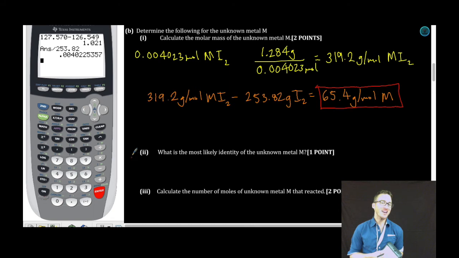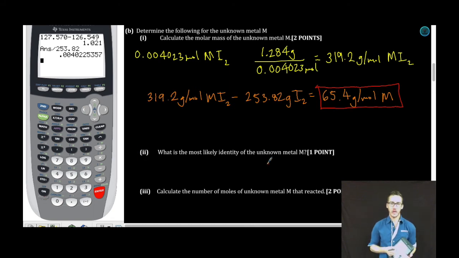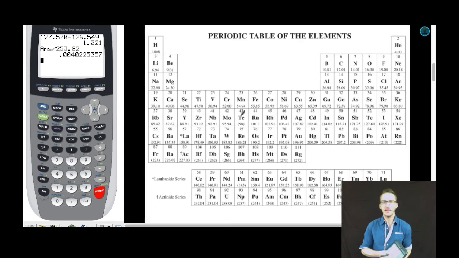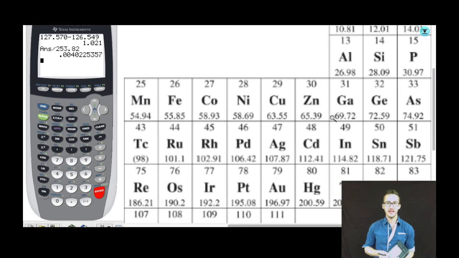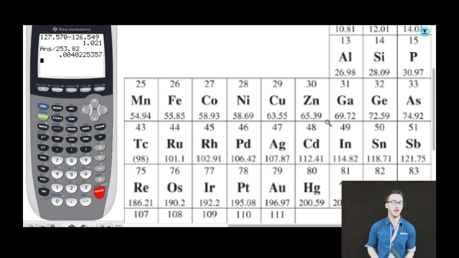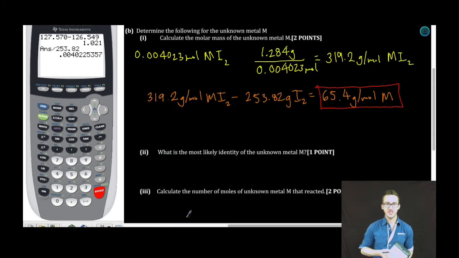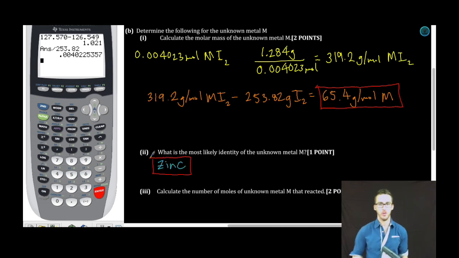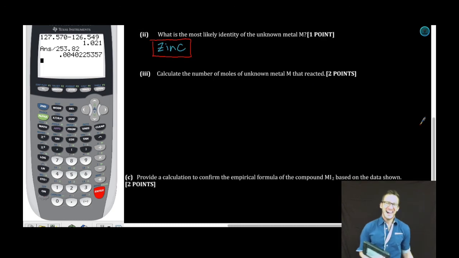Whew. Subpart II. What is the most likely identity of the unknown metal? Well, now that I have a molar mass, where could I find a list of metals and their corresponding molar masses? The periodic table. So I scan my list of elements. I'm looking for a molar mass of approximately 65.4. Zooming in here, zinc is probably my best option with a molar mass of 65.39. We're just asked to identify it, so I'm not gonna go crazy here. I'm just gonna say zinc. Boom. Easy point.